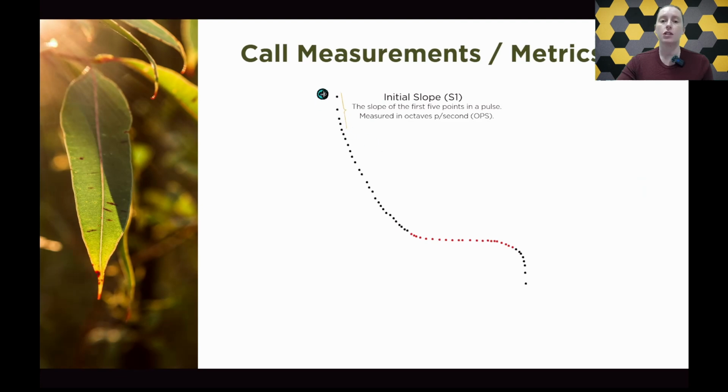Then we've got our initial slope. Now, I mentioned this one in particular for two reasons. One, it was used a lot in early call guides, and it's the slope of the first 5 points in a pulse, measured in octaves per second. The second reason I mention it is because it can be a highly unreliable metric, and we know that now. Our science and understanding has advanced over time. And if you're getting poor quality recordings, this initial slope measurement is going to be pretty dodgy. So it's definitely one to take with a grain of salt, the initial slope.